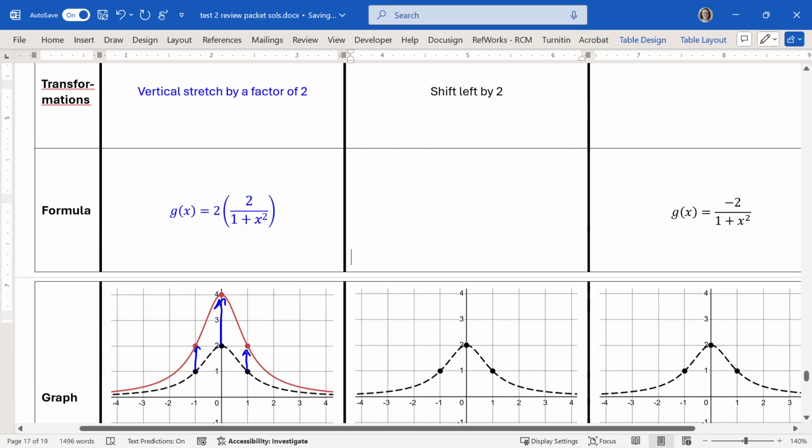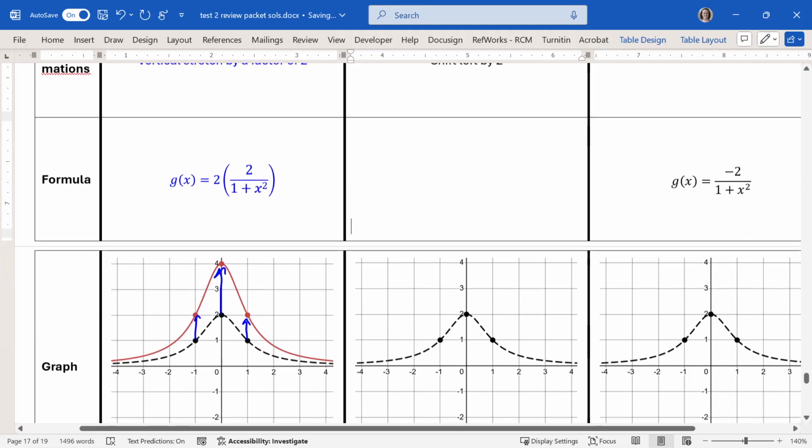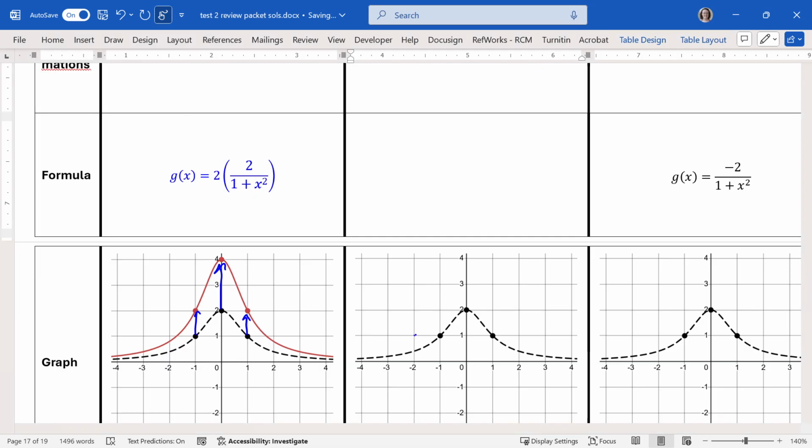Let's look at the next one. So we're shifting left by 2. Okay, shift left by 2. This is not too bad to draw because we're just going to take these 3 reference points. Oops, sorry, I'm already shifting the wrong amount. I'm going to shift left by 2.